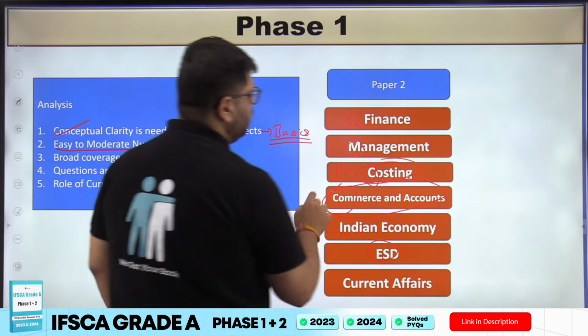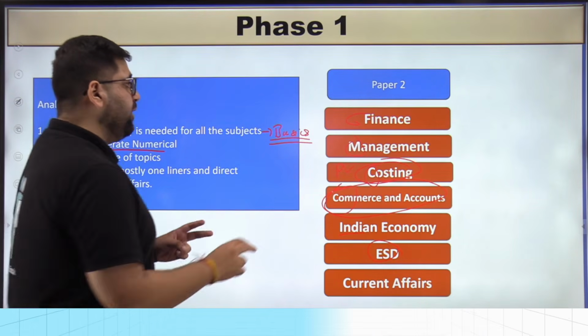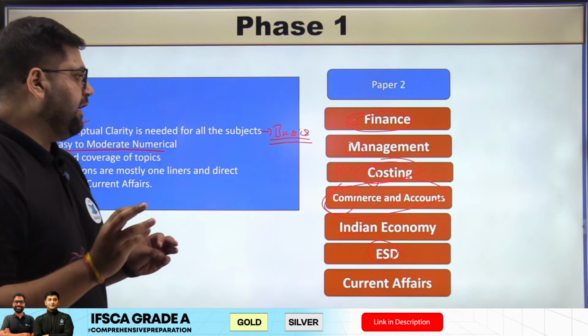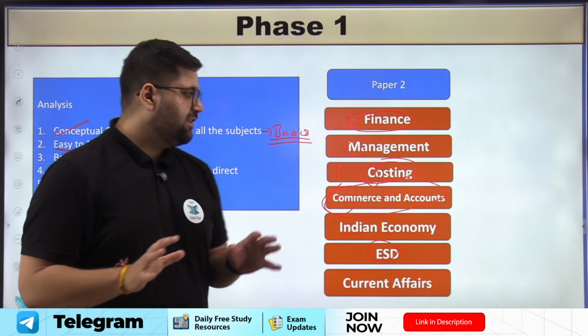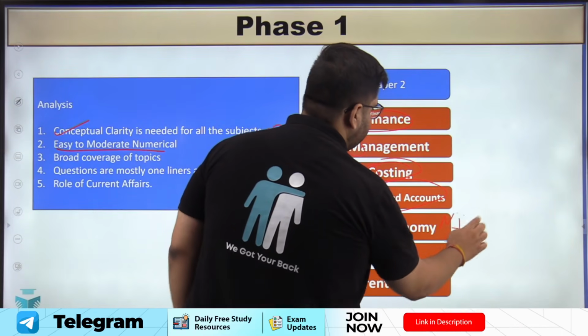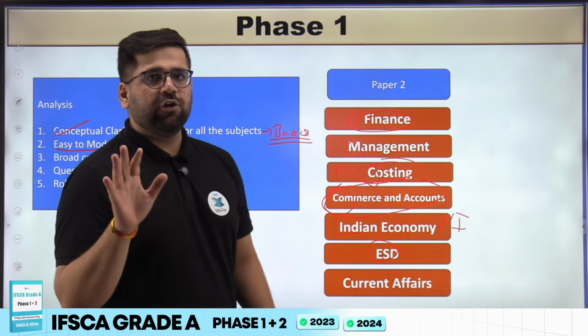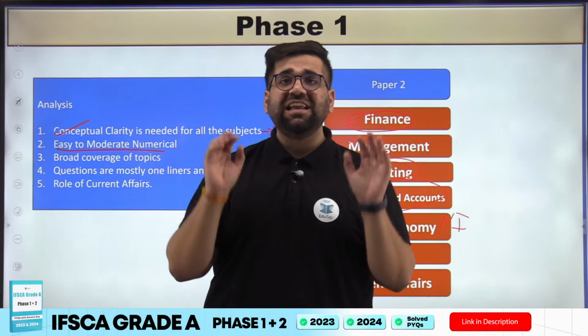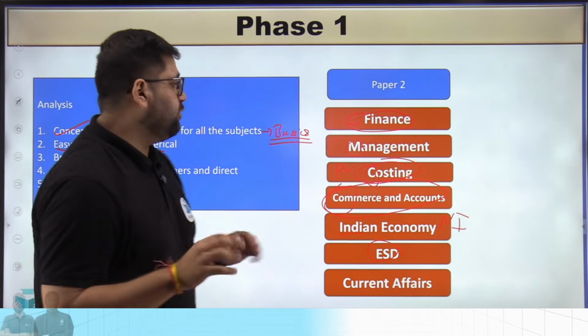Then you have commerce and accounts. So these two topics and some topics of finance also. So these three topics, rather, commerce and accounts, costing and finance, can give you some basic numericals. I think from Indian economy also they can ask you some questions based on calculation of national income. But if you see the topics which are based on numericals, they are not asking you tough questions. They are easy, easy formula based questions.